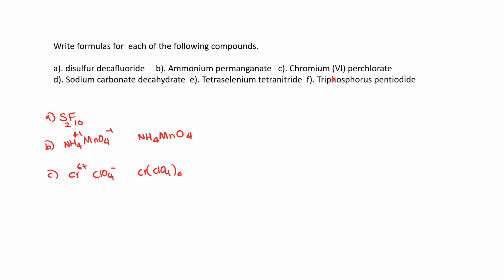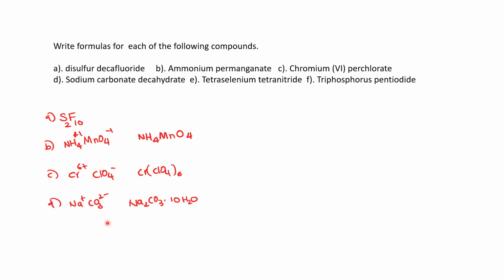Chromium(VI) perchlorate. So when it comes to naming compounds with variable charge metals, it's going to be a little trickier than naming the covalent molecules. So chromium is 6+, it's given, and we know perchlorate is a polyatomic anion with a -1 charge. So we are going to use the crossover method. We are going to end up with Cr(ClO4)6.